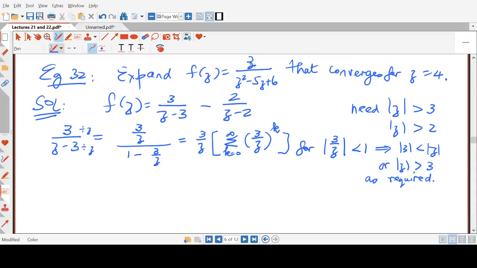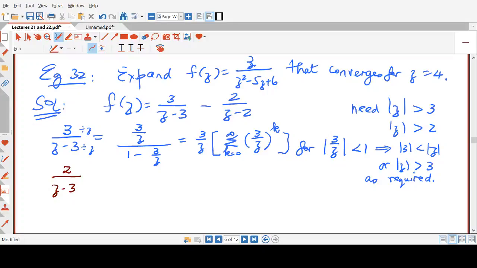If you're confused, just ask me to repeat. If you want a re-explanation, just tell me. Now I'm going to take 2 over z minus 2. Again, I want this to be outside 2. So I want the same thing again.